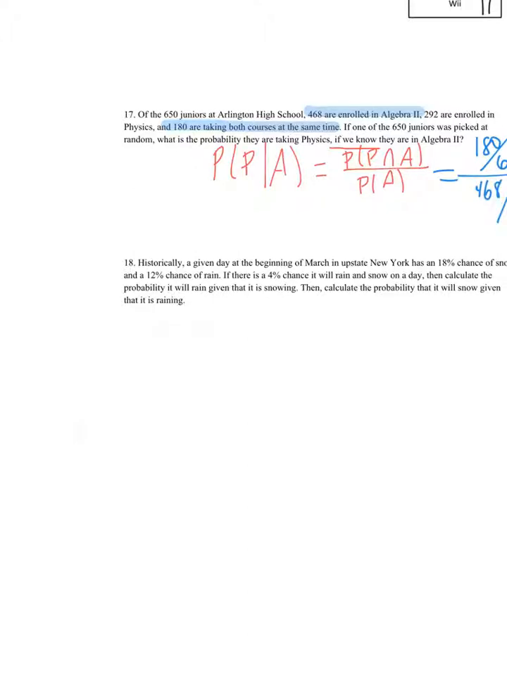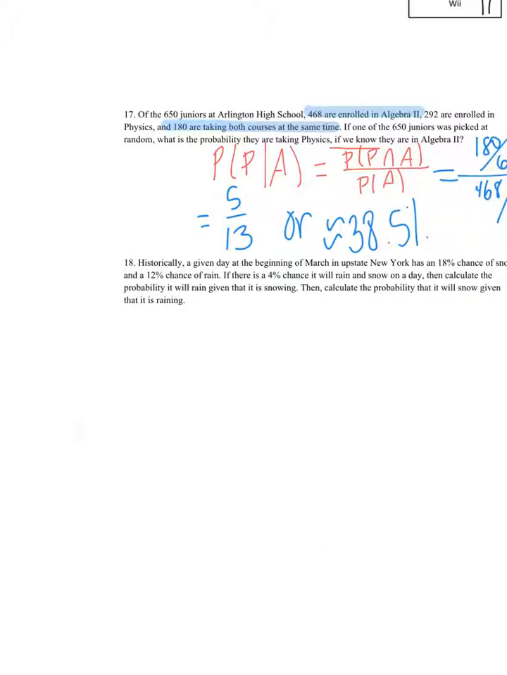So you can do that right in your calculator. You can use your alpha y equals button. So 180 out of 650, and then you would have divided by alpha f1, 468 out of 650. So this gives you 5 out of 13, or you could say 38.46%, or about 38.5%.